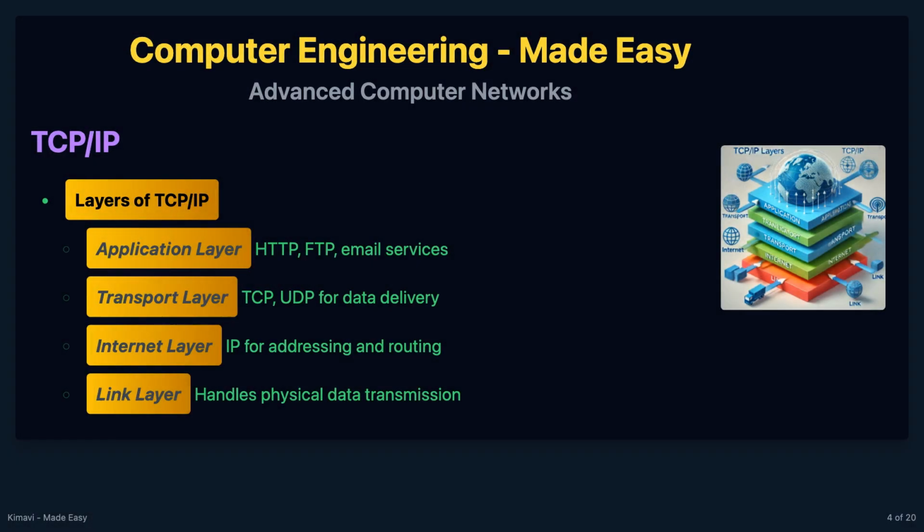The Transmission Control Protocol, Internet Protocol, or TCP/IP, is the foundational protocol suite for the Internet and most local networks. It consists of several layers: the application layer, where protocols like HTTP, FTP, and SMTP operate; the transport layer, with main protocols TCP and UDP; the internet layer, where IP handles addressing and routing; and the link layer, which deals with the physical transmission of data.